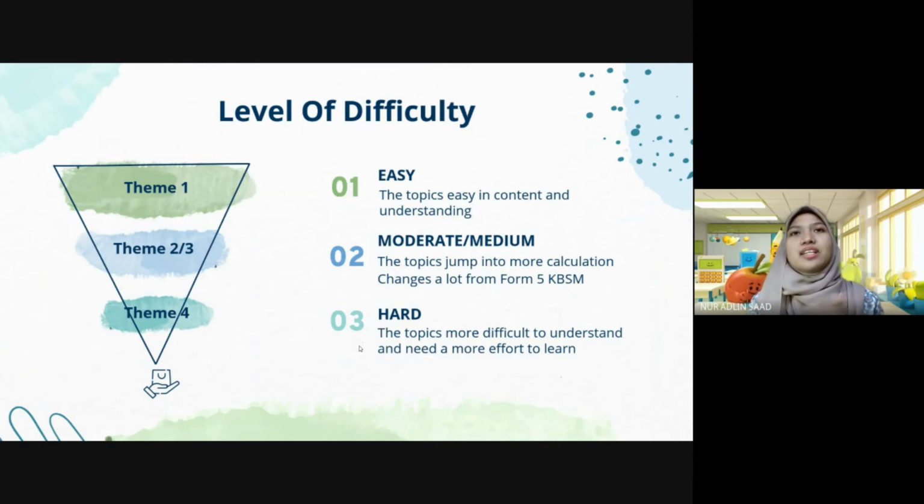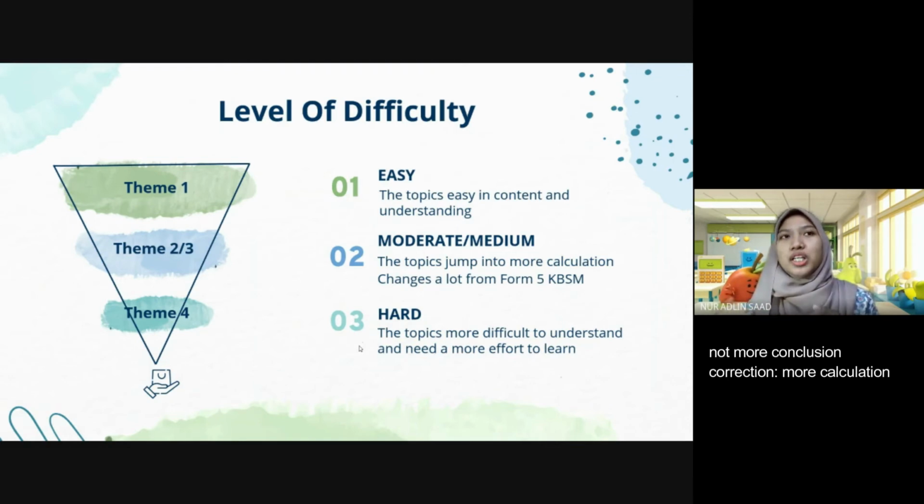Theme 1 is more toward the easy level of difficulty because the topic is easy in content and more toward understanding. For theme 2 and 3, the content or the chapters and the subtopics under them, we can classify as moderate or medium because the topics jump into more conclusion.